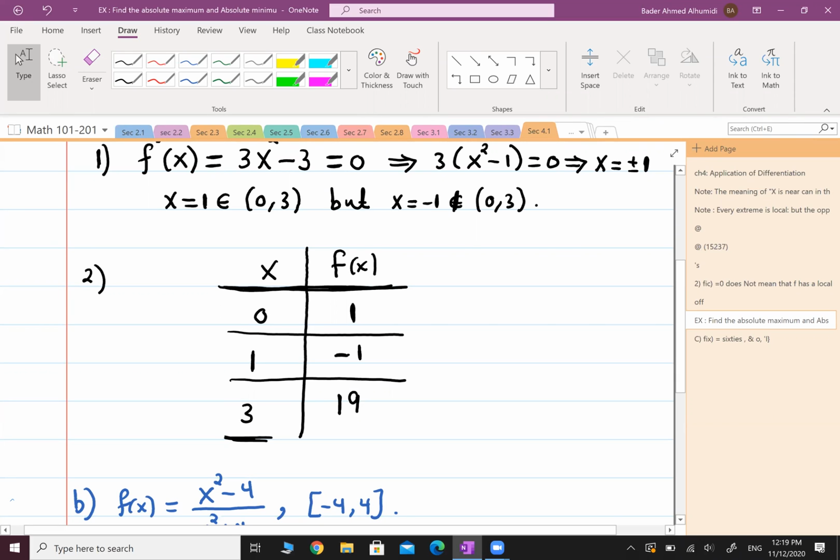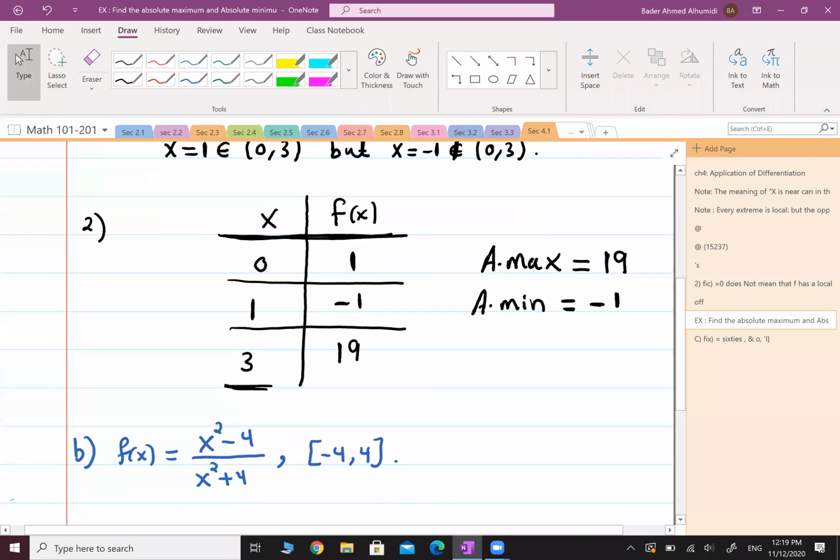The answer is: absolute maximum is, in this case, 19. That is the highest number. And absolute minimum is equal to minus 1. Now, some students, when asked to find the absolute maximum, say the maximum is 3 and 19. This is not true, because the maximum is a value. It's not a point. It is a value, a y value.